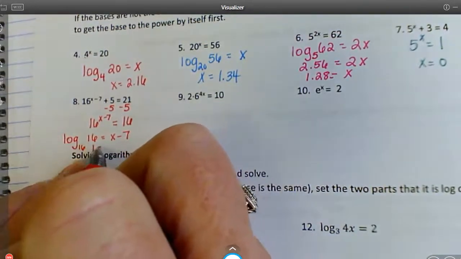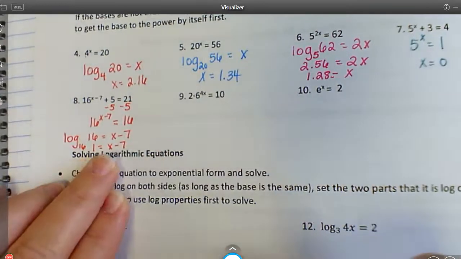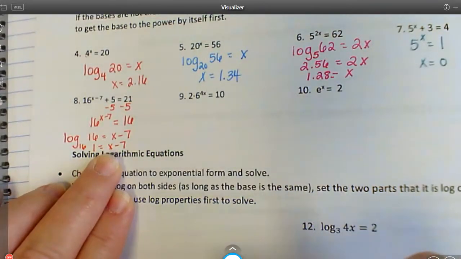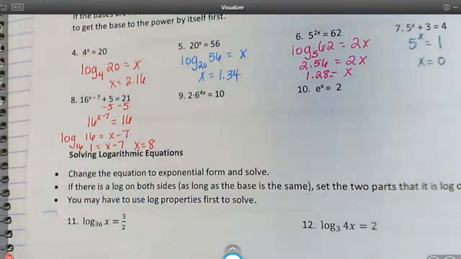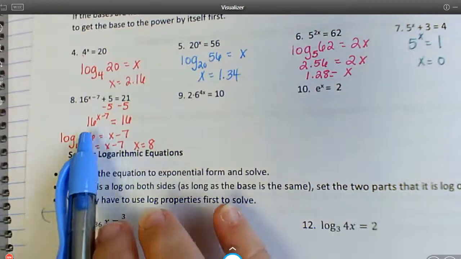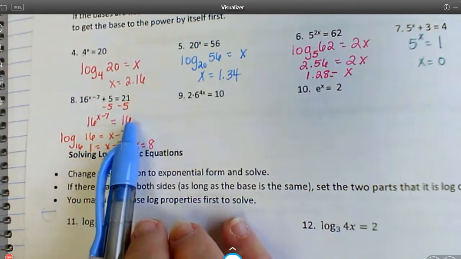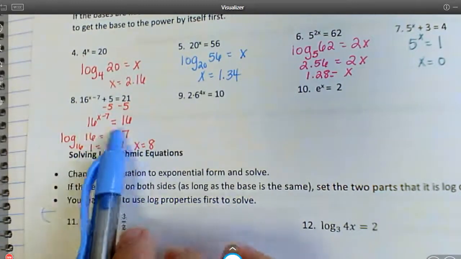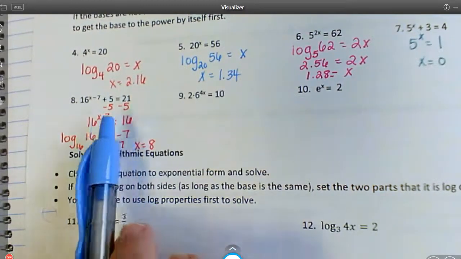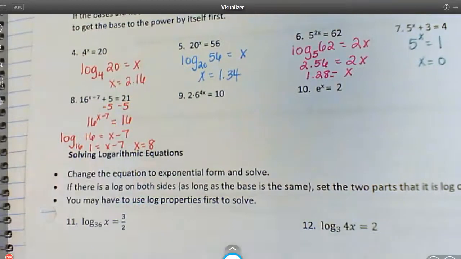So that tells me 1 equals x minus 7. So how do I solve for x now? Add 7, so x is 8. I will tell you on that one, because you had the same base on both sides, we could have said x minus 7 equals 1 and not have to rewrite it. And just know that the powers are going to be equal. But if you didn't get that, that's okay.